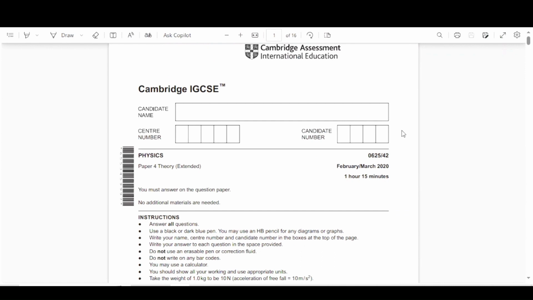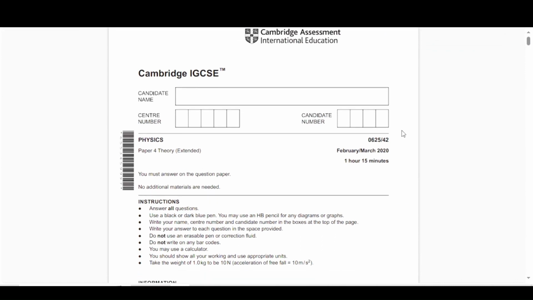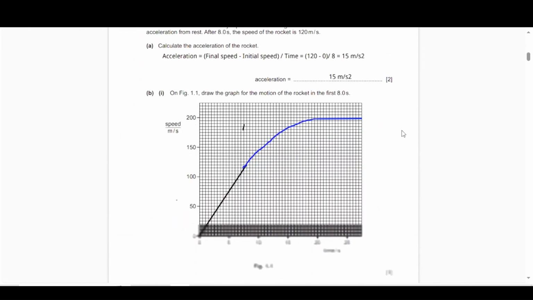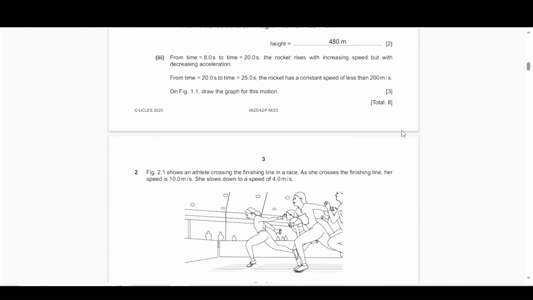And the final one that we have is Feb-March 2020. The Feb-March papers are always variant 2, so you've got 4-2. And here we have to do a bit of plotting. So let's have a look at this question.